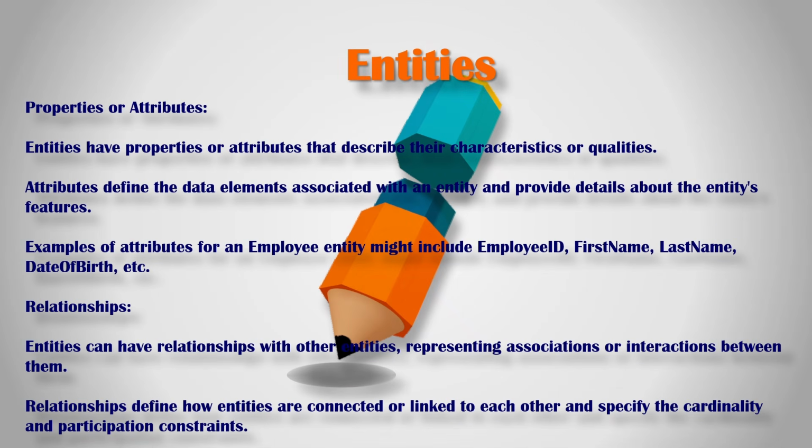Properties or attributes. Entities have properties or attributes that describe their characteristics or qualities. Attributes define the data elements associated with an entity and provide details about the entity's features. Examples of attributes for an employee entity might include employee ID, first name, last name, date of birth, etc.